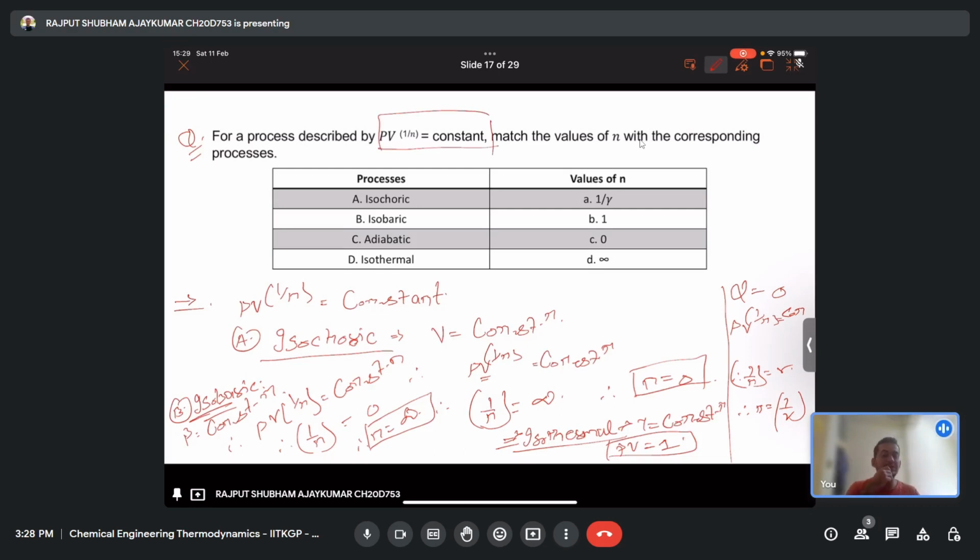And this question has been asked many times in the GATE examinations, as well as in the various entrance examinations all over India. So just quickly remember, there are different values coming in the numerator: 1 minus gamma by gamma, 1 minus n by n, and 1 minus 1 by gamma. You have to just relate the different processes and relate these things to the right final answer.